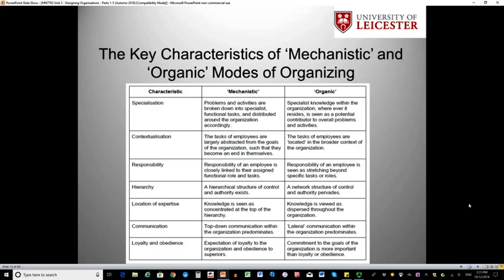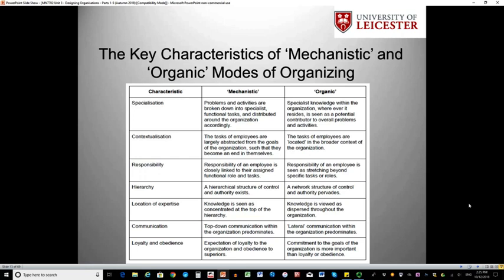Now, what Burns and Stalker talk about is two dominant forms of organisation. They talk about the mechanistic mode and the organic mode. And what they do to try and distinguish between these two modes of organising is to look at a whole series of different characteristics or features of organisation.